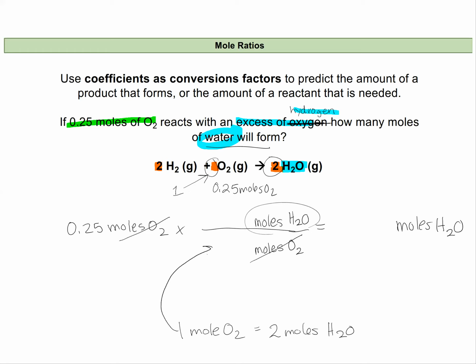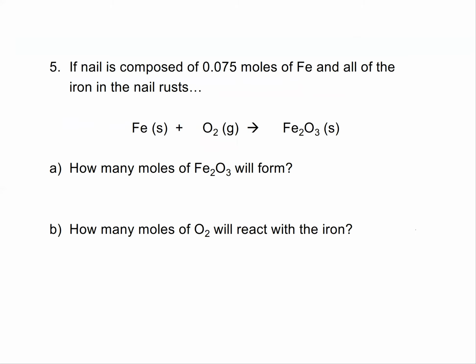And now I'm going to put these into my actual problem. So I'll have 1 on the bottom of my conversion factor and 2 on the top. And when I multiply my 0.25 times 2, I'll get 0.50 moles of water that form. Give these problems a try, and we will review them in a following video.